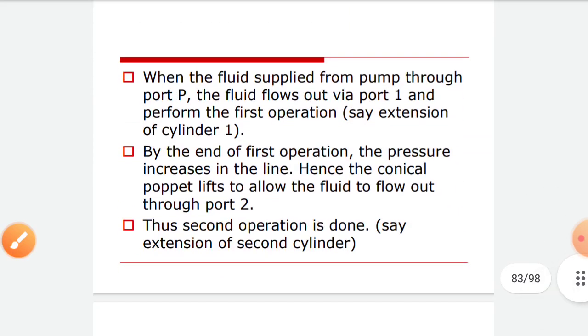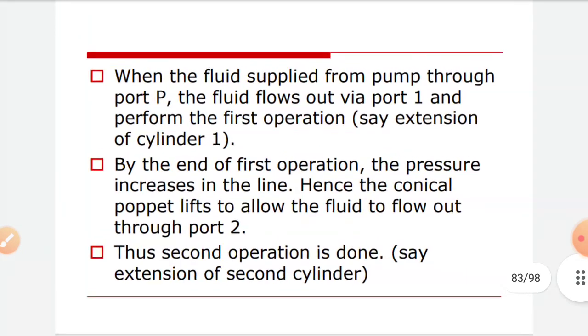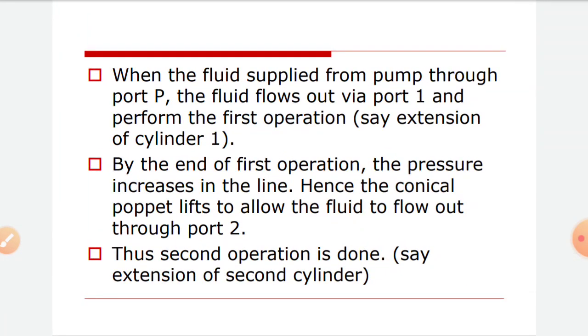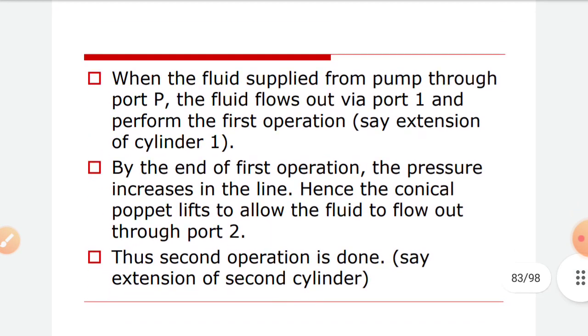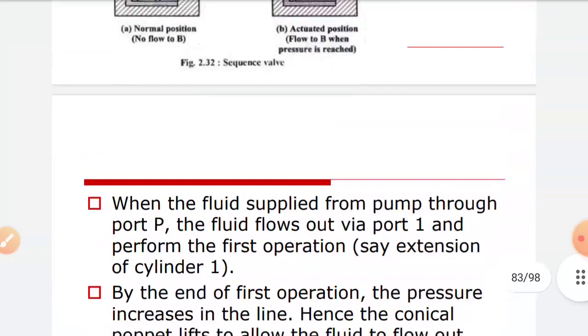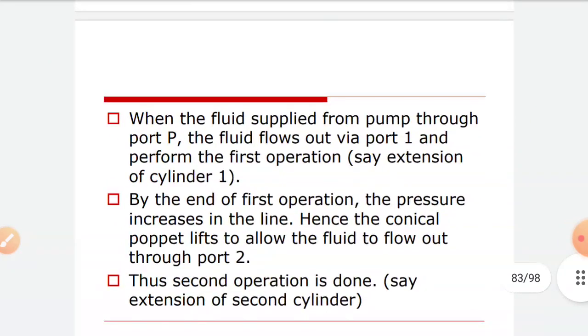So next, when the fluid is supplied from the pump through port P, the fluid flows out via port 1 and performs the first operation, say extension of cylinder 1. By the end of the first operation, the pressure increases in the line, hence the conical poppet lifts to allow the fluid to flow out through port 2. Thus the second operation is done, say extension of the second cylinder. Okay, this is the operation of a sequence valve.